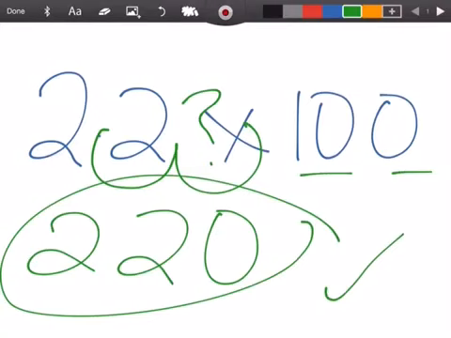So when you multiply by 100, you move your decimal place to the right twice. And when you multiply by 1,000, you move your decimal place over 3 times to the right.